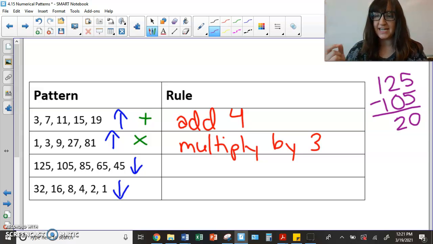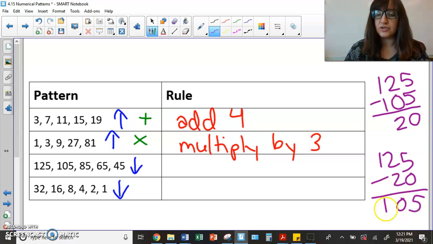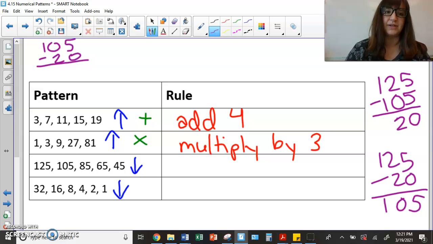So that means if I say 125 minus 20, I, in fact, get the next number in the sequence, which is 105. So let's see if I take 105 and I subtract 20 from it, if I will get my next number in my sequence. So 5 minus 0 is 5.